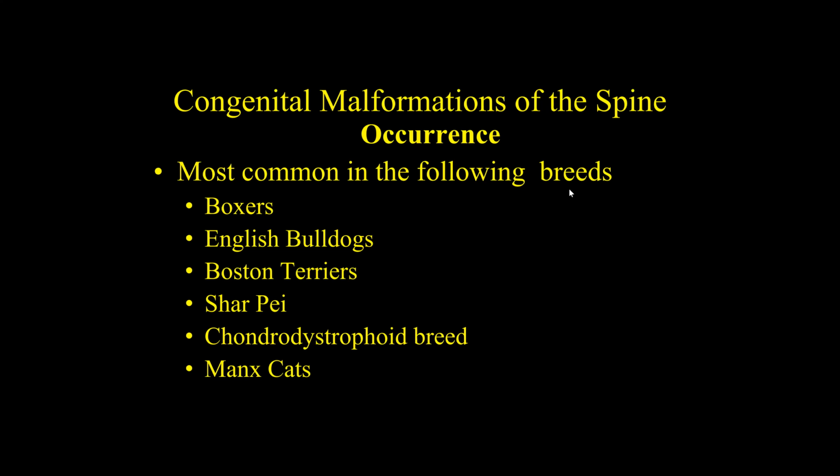The most common breeds are the chondrodystrophoid type dogs that will get congenital abnormalities of the spine. So bulldogs, of course, because bulldogs are genetic nightmares, right? Boxers, Boston Terriers, the chondrodystrophoid breeds, some Manx cats also because they're kind of weird, okay?